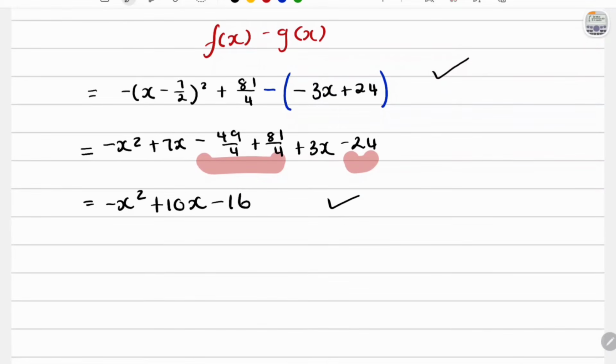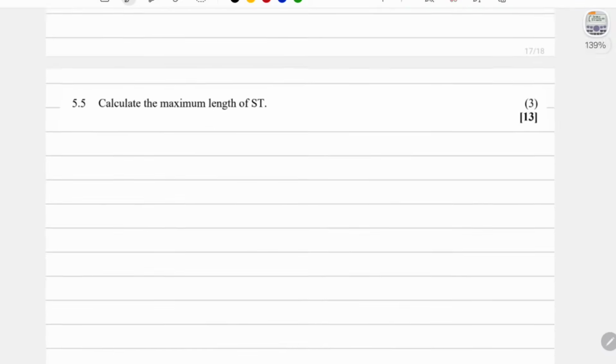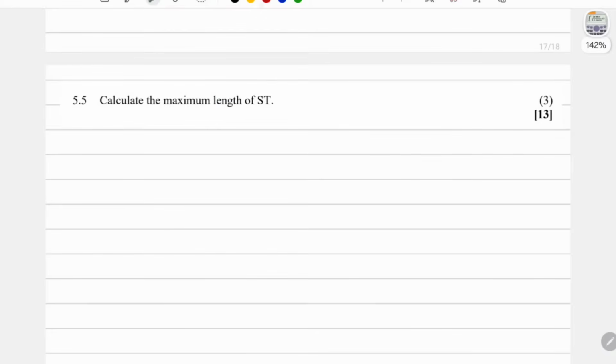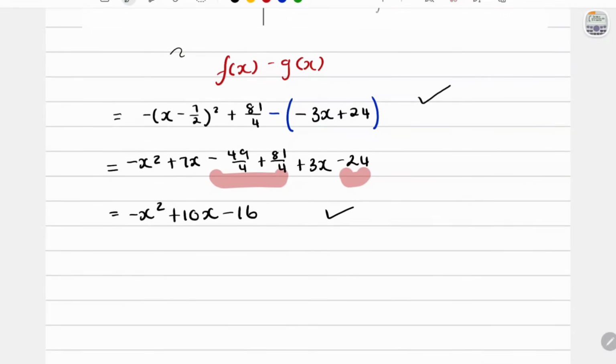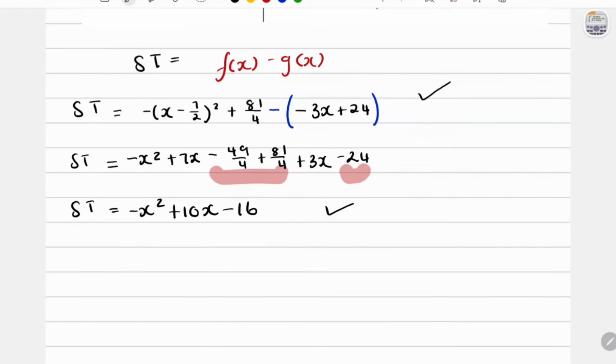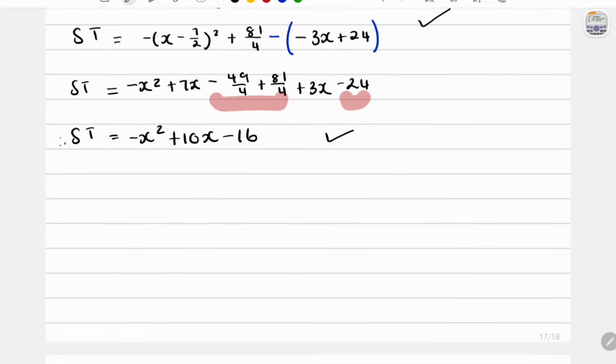Okay. Moving on to the last question in question 5. Question 5.5 says, calculate the maximum length of ST. So in the previous question, we found the distance of ST in terms of x. So since we have that distance, we can now use it to find the maximum distance. It's really the length of ST that we have. So we can now find the maximum length of it.